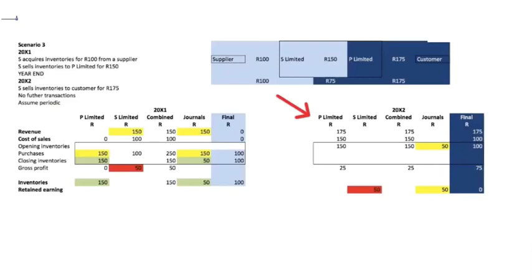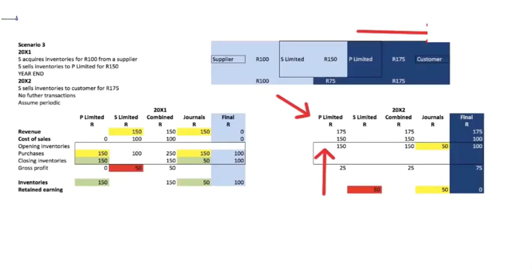Well, the parents had opening inventories on hand of 150 Rand from the previous year in their ledger. They transferred these inventories at the beginning of the period to opening inventories in the statement of comprehensive income. These inventories were sold to a customer for 175.